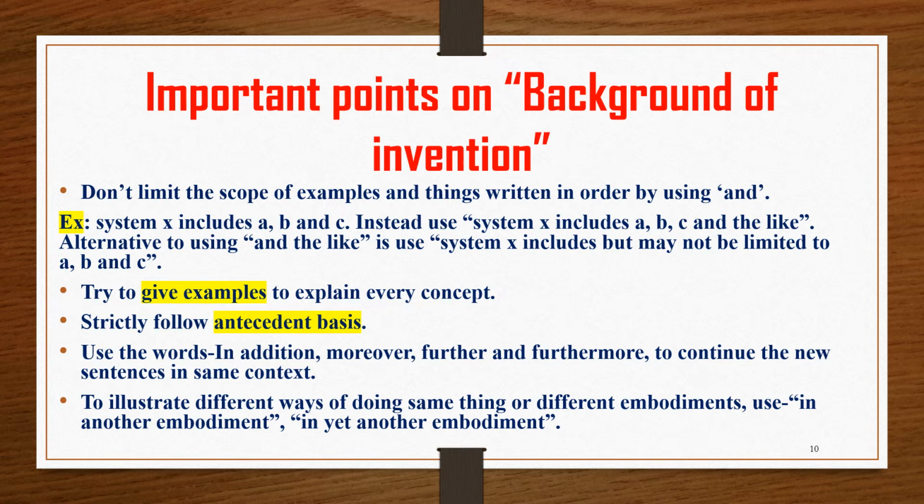Now, an alternative to using "and the like" is to use: system X includes but may not be limited to A, B and C.